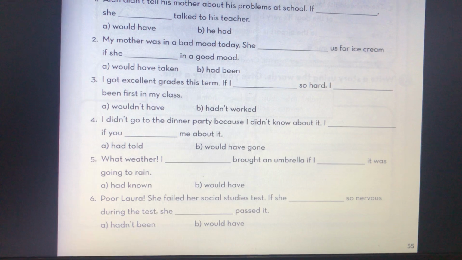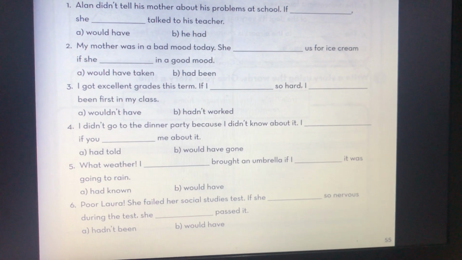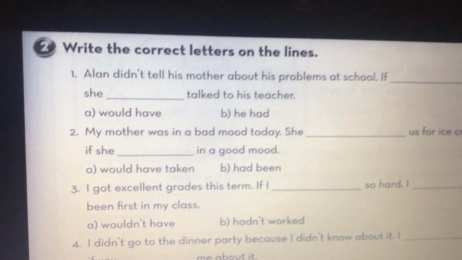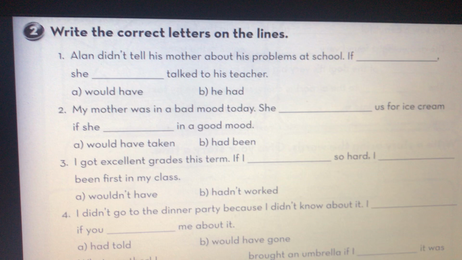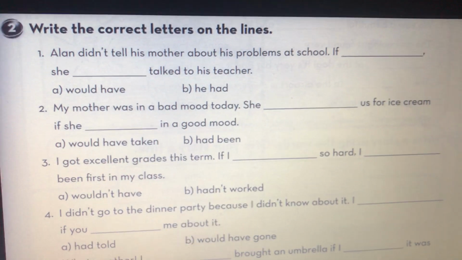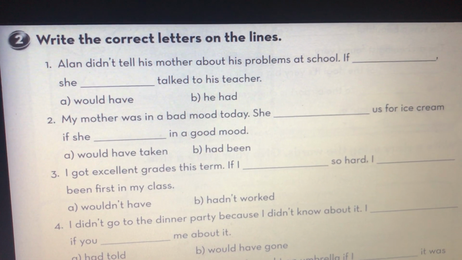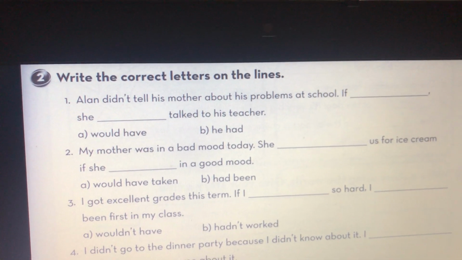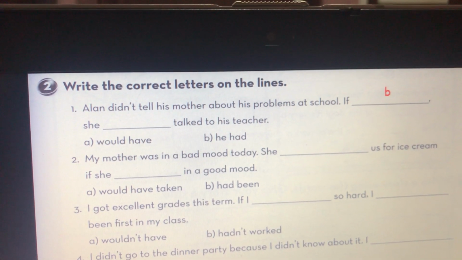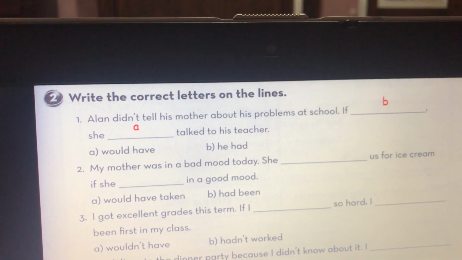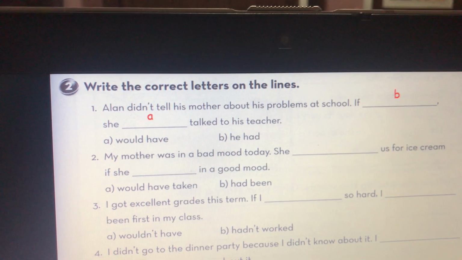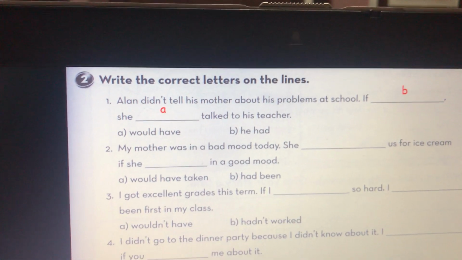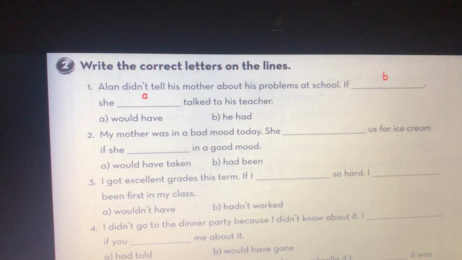Here we have not multiple choice. هذا ليس سؤال اختيار متعدد، لا، سنأخذ A و B ونضعها في الفراغ المناسب. Write the correct letters on the lines, like this. Look at this. Alan didn't tell his mother about his problems at school. If what? We have would have and we have he had. If he had, she would have talked to his teacher. We are going to do them this way. Put A and B in the right place. سنضع A و B كل منهما في المكان المناسب. To have meaningful sentences, حتى نحصل على جملة سليمة.